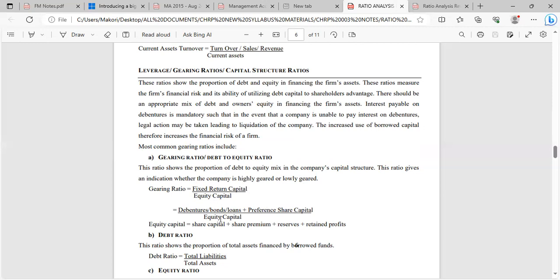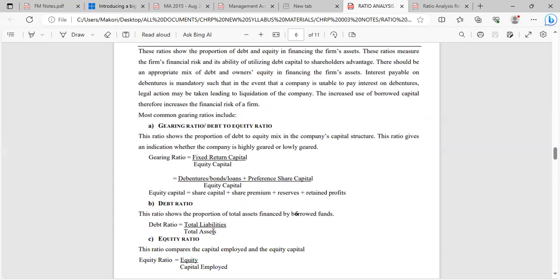Then we divide by equity capital. Equity capital, once again, is the share capital plus share premium plus reserves plus retained earnings. All of these are the amount of money in form of capital that belongs to the shareholders. So the denominator is what belongs to the shareholders, but the numerator will be what we have borrowed in form of a fixed return capital. Debt ratio: simply take total liabilities over total assets. Both long-term and current liabilities, and then you divide by the total assets, both fixed and current.